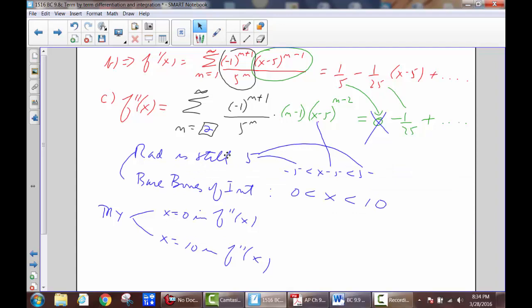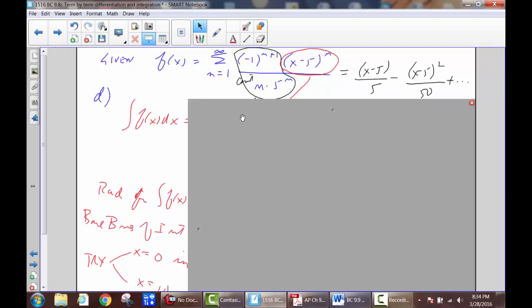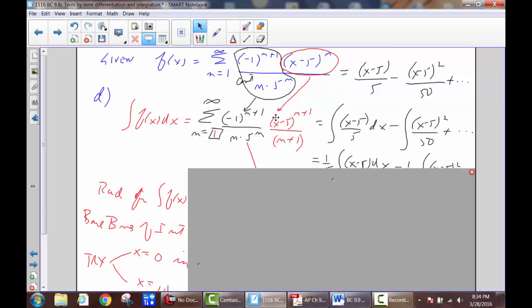Okay, radius of convergence still 5. It's somewhere between 0 and 10, and again, you'd have to check at 0 and at 10 in the second derivative. Now, here's the original f of x again. This time we're going to integrate. So again, this whole thing has no x's in it, so that's just a constant. We're integrating x minus 5 to the n. We get x minus 5 to the n plus 1 over n plus 1.